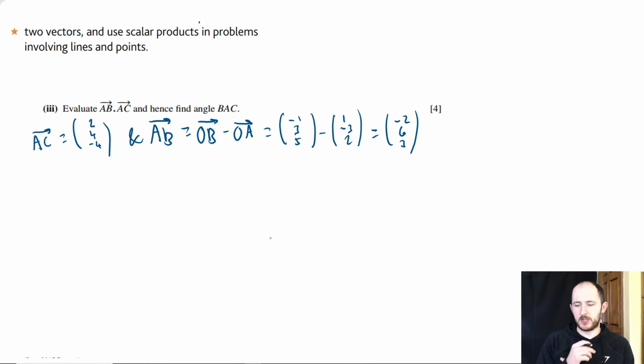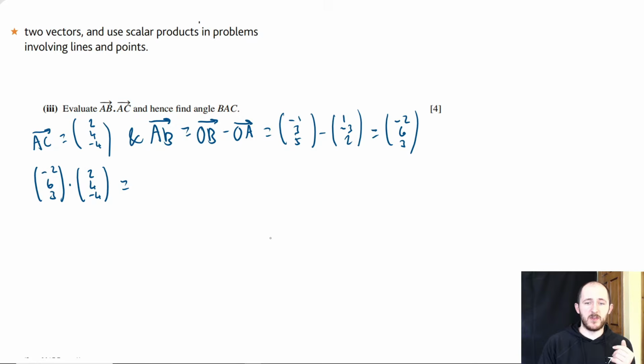Okay, so the two definitions of the dot product are as follows. So if you do the dot product between two vectors like this, you would write it as so. So minus 2, 6, 3, dot, and then AC. So that was AB, this is AC. And it's actually quite easy. So what you do is you times the components and add them all together. So this is what it would look like. Minus 2 times 2, so the top components, plus the middle components, plus the bottom components.